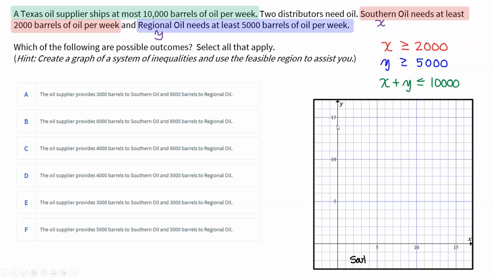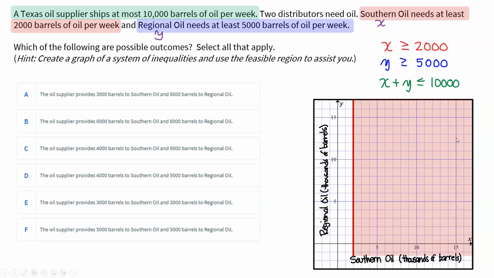So if you graph this, now this is being set up where each one of these are in thousands. So this is 5,000, 10,000, 15,000. And so if you graph these, X being greater than or equal to 2,000 is right here, and you'd shade to the right. Y being greater than or equal to 5,000 would be a horizontal line here, and you'd shade above. This one doesn't take much to manipulate. I mean, if you just subtract X from both sides, it'll be in slope-intercept form, so you know you're shading below. But X plus Y equaling 10,000 is going to be this line right here, and you're going to shade below that. So your feasible region is this little triangle right here.